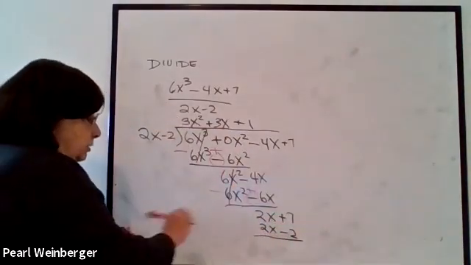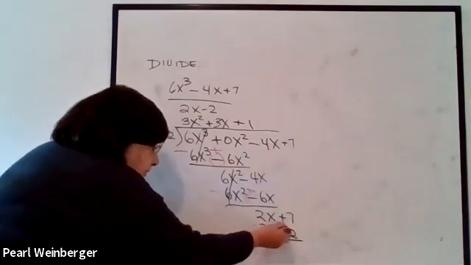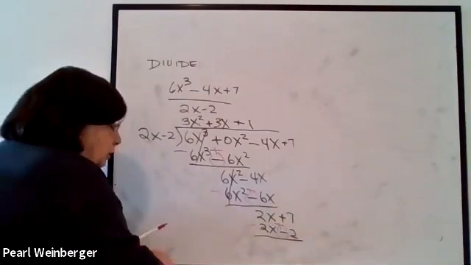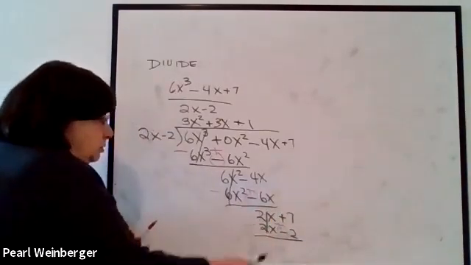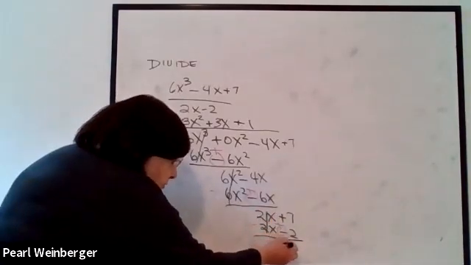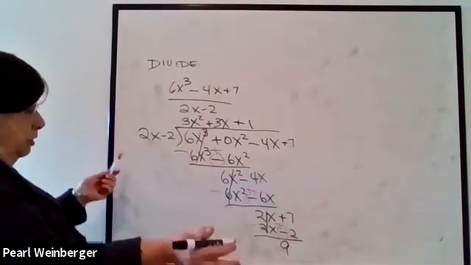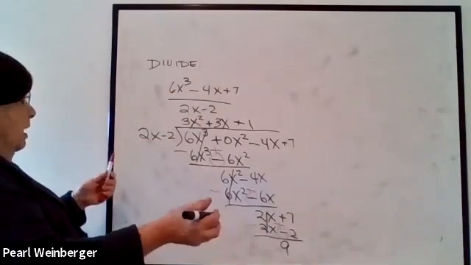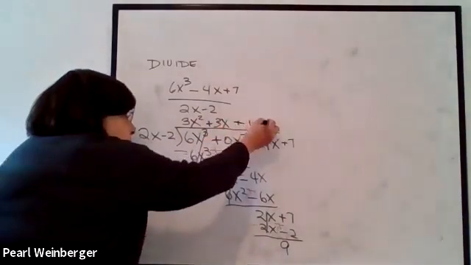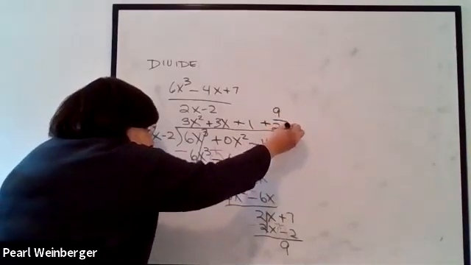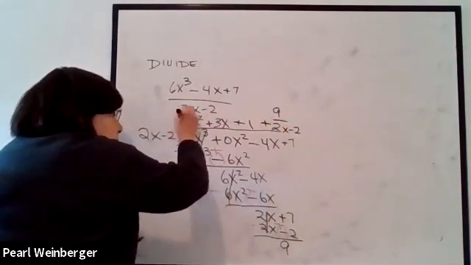And I change my signs. This becomes a negative. This becomes a positive. 2x and negative 2x cancel. 7 plus 2 gives me 9. And 9 is my remainder because there's nothing more to bring down. So we take plus 9 over 2x minus 2 as my answer.